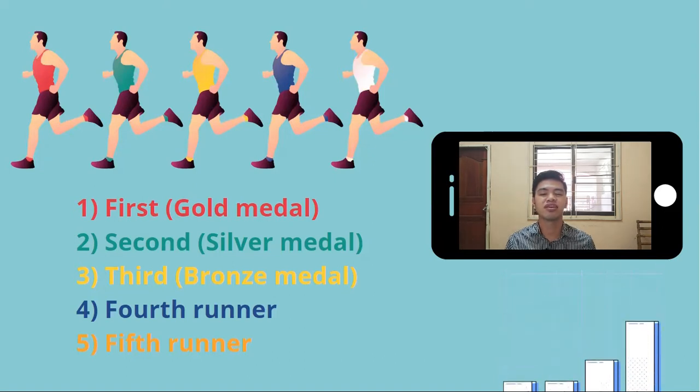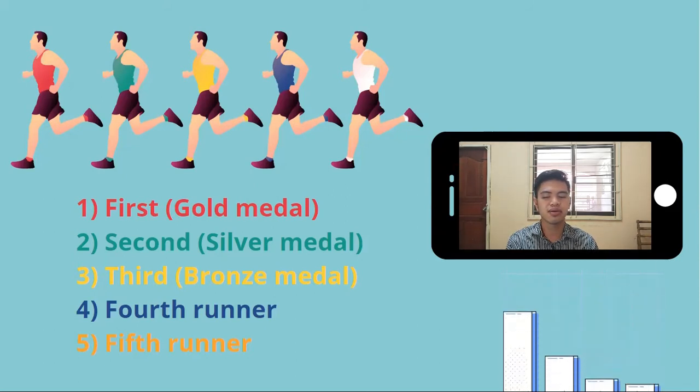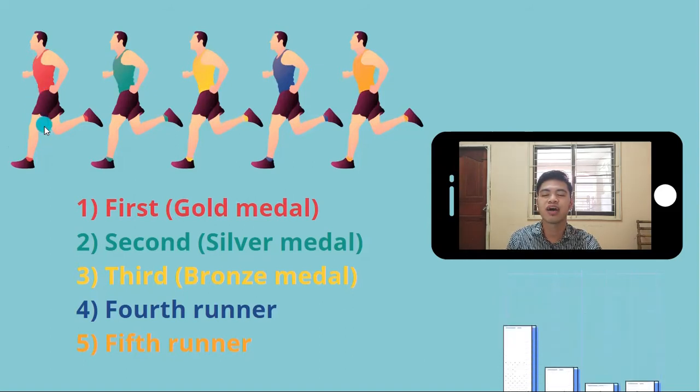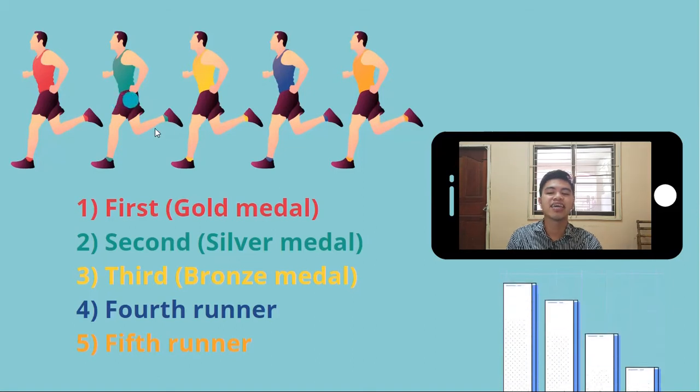For the 5th runner, we're going to color him with orange. So color him with orange on his t-shirt. So it will look like this. We have red with the first, green with the second, yellow with the third, and blue with the fourth. And for the 5th, we have orange. So the race will look like this.